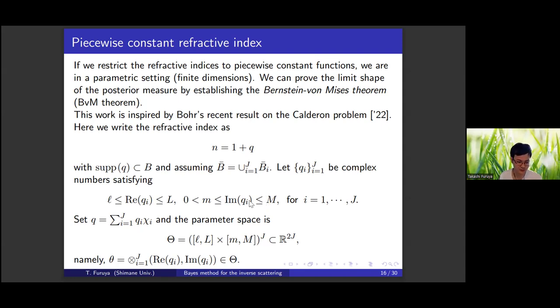And we assume some lower bound and upper bound. Then this assumption means that Q is given by the sum of Qi times chi i, where Qi is just a constant and chi i is the characteristic function on the Bi. By this assumption, the refractive index Q is equivalent to belonging to a Euclidean subset of Euclidean space R^J, where J is the number of pieces. Simply, theta is one of the elements of this capital Theta. So this notation, theta, is equivalent to Q in our assumption.